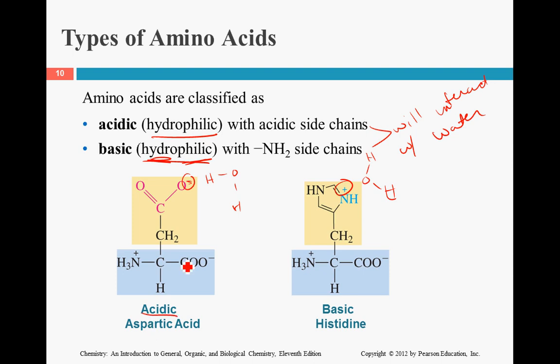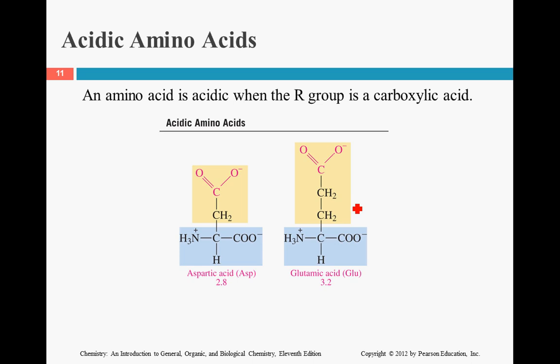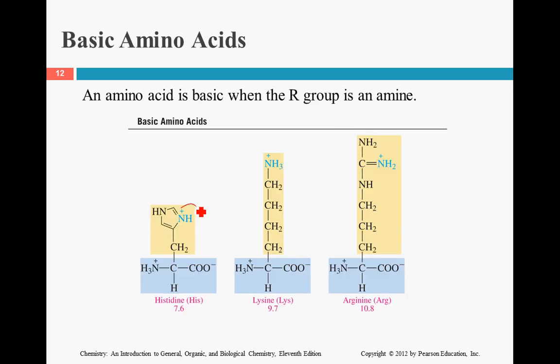It's considered acidic because notice that this is a carboxylic acid without that hydrogen. It's basic because of this nitrogen accepted that hydrogen there. Here are some more examples of the acidic. Once again, carboxylic acid here. And here's the basic. Has the nitrogen in it that accepts the hydrogen.